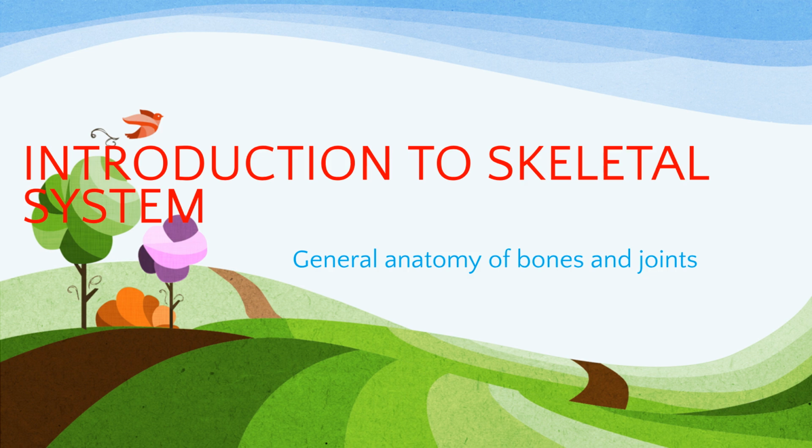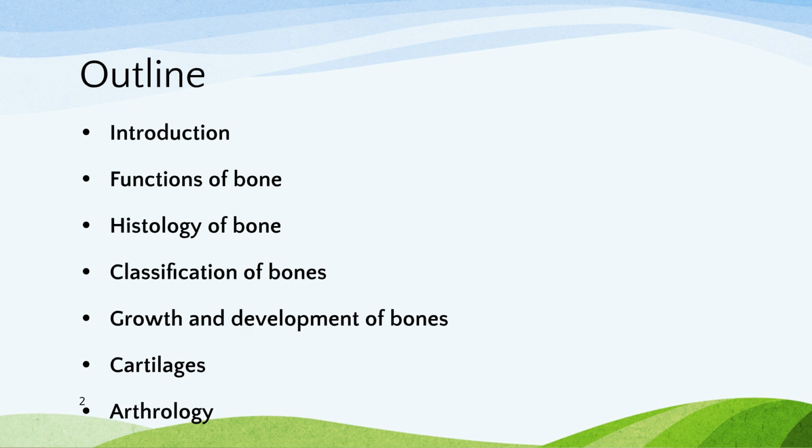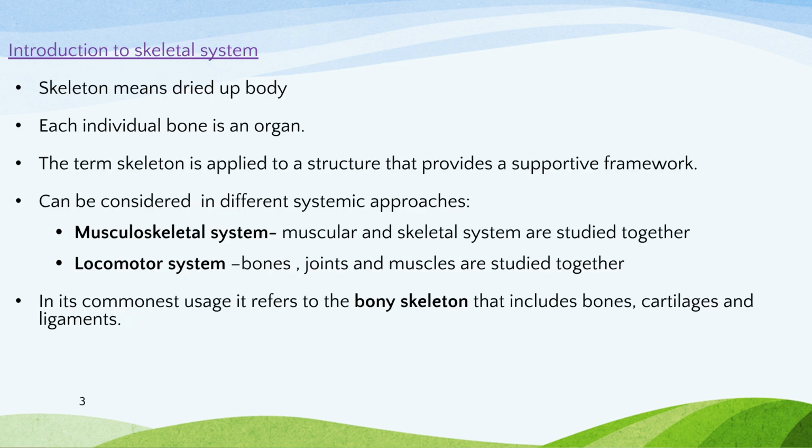Welcome to our lecture on the Introduction to the Skeletal System, where we will focus on the general anatomy of bones and joints. To give you an overview of our session, here is our outline. We will cover the introduction, the functions of bone, the histology of bone, the classification of bones, the growth and development of bones, followed by cartilages, and finally, arthrology. Let's begin with our introduction to the skeletal system.